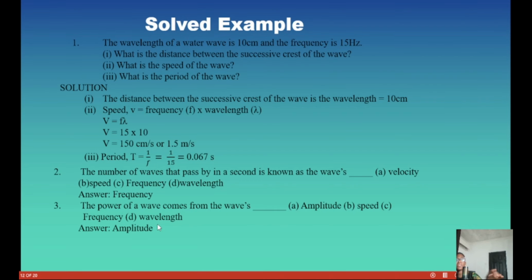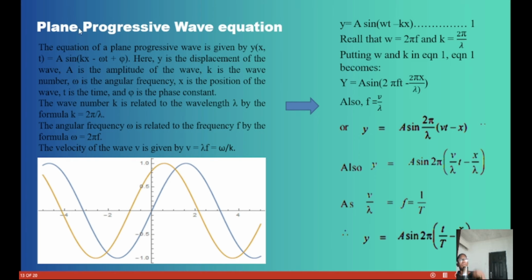Amplitude. So let's continue. This is another very important and simple aspect of waves, which is the plane progressive wave equation. This equation will be used to solve so many questions.